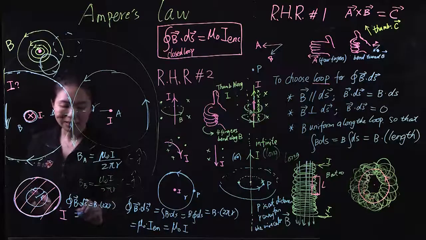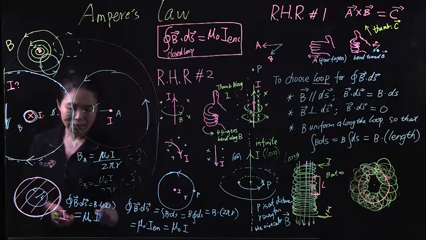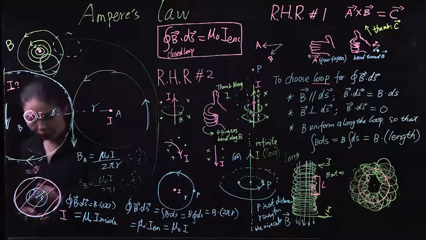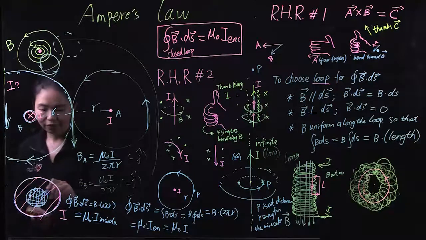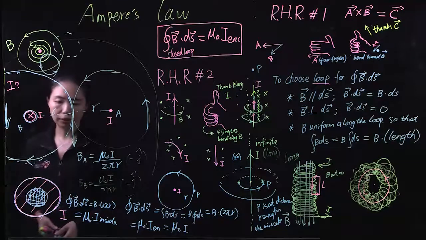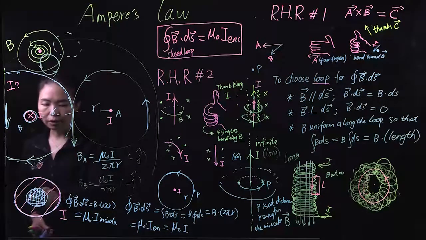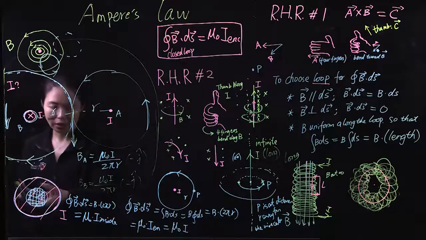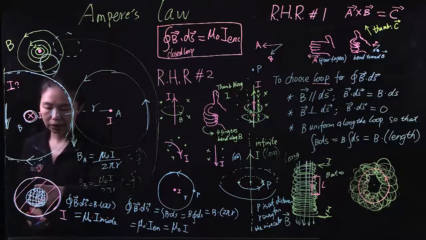And in this case, it is not equal to mu 0 multiplied by the entire I. No, no, no. It is mu 0 multiplied by I inside. Inside what? Inside our integration loop is this part of I. Obviously, this part, the current flowing, is less than the total amount. And by looking at the area of this shaded region compared to the total area, the ratio between them is going to tell you how much current is actually included in this part.